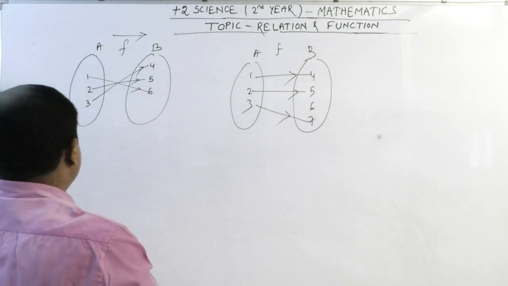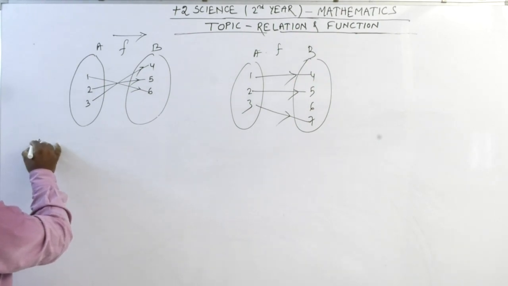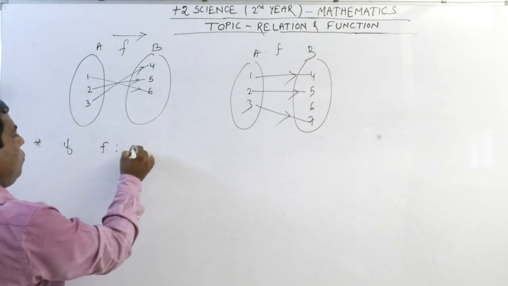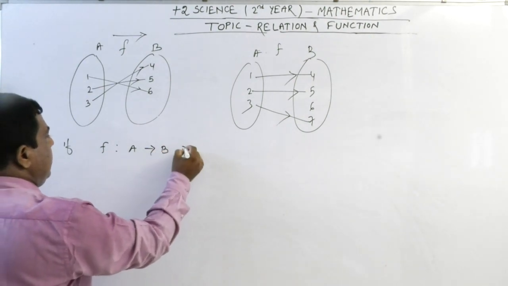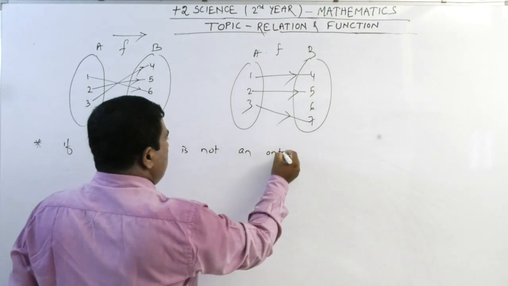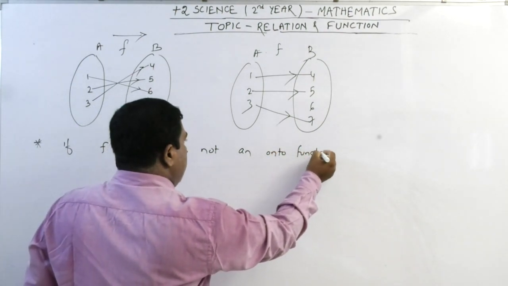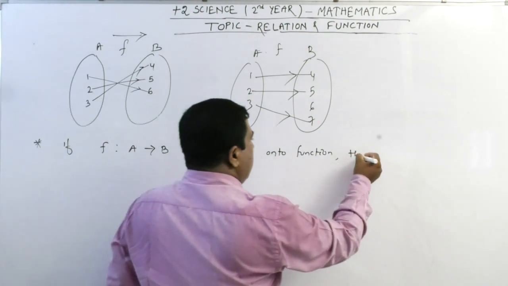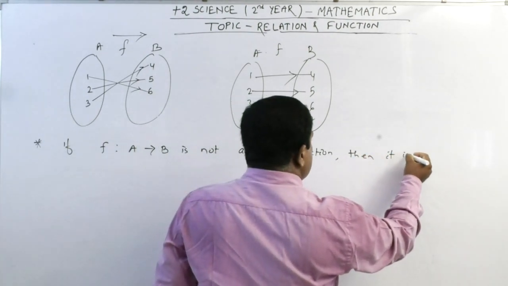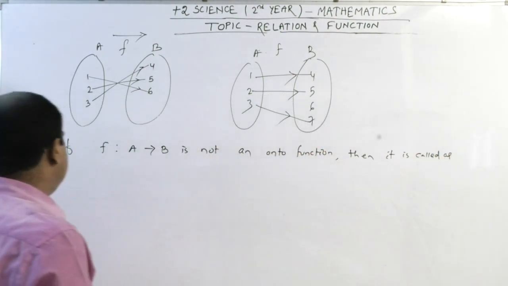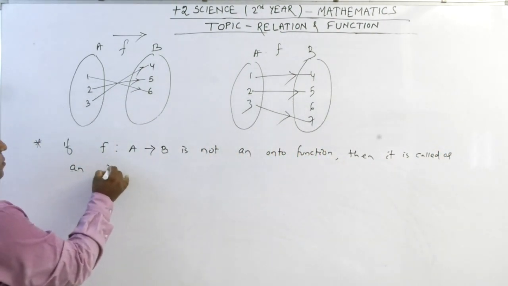Next, I am going for some of the observations. If f from A to B is not an onto function, then it is called an into function.